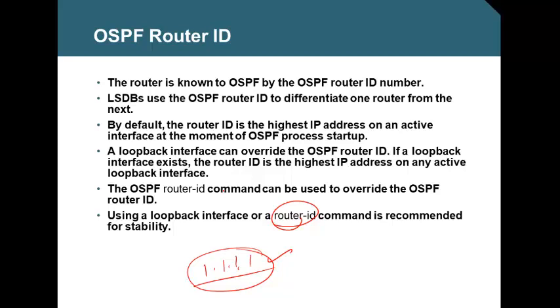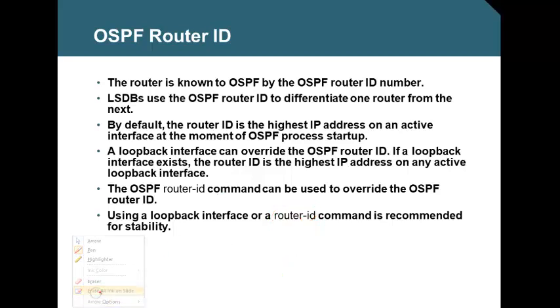Now, if the router ID is not given, then OSPF will pick the IP address on the loopback interface. It will pick the highest IP address among all the loopback interface addresses. You may have more than one loopback interface with different addresses. The highest IP address will be taken. Again, this is the first preference: you give it manually. If you don't give, only then it will go and take the highest IP address from the loopback interface.